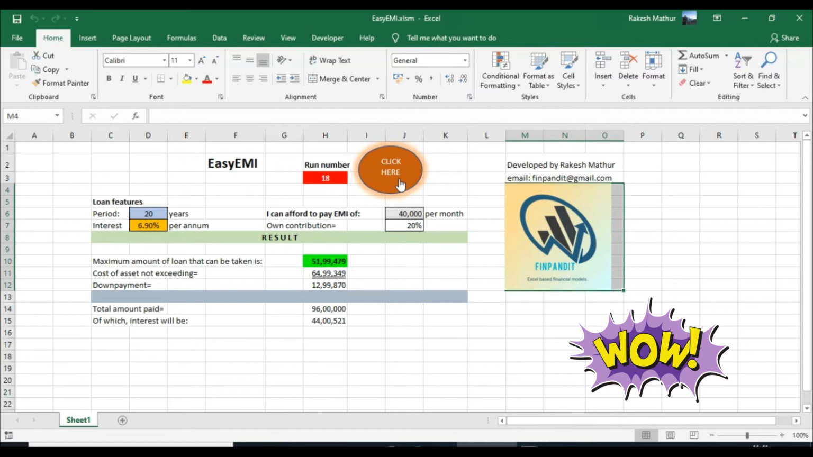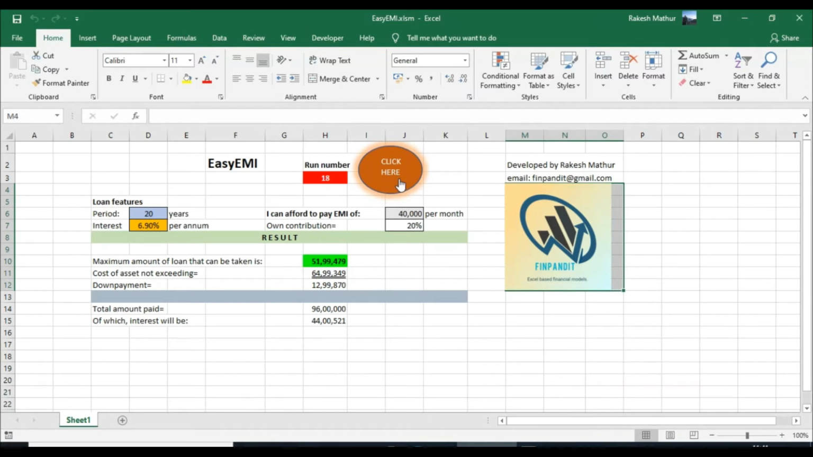The maximum amount of loan that I can take will be 51,99,479 rupees. Including the down payment, the cost of asset, that is my house, should not exceed 64,99,000, say 65 lakhs. I'll end up paying around 96 lakhs for the loan amount, of which the interest component will be 44 lakhs and 521 rupees.